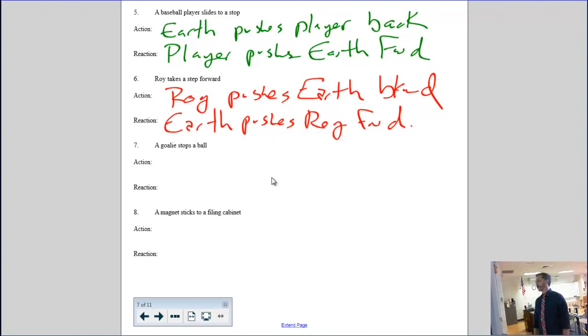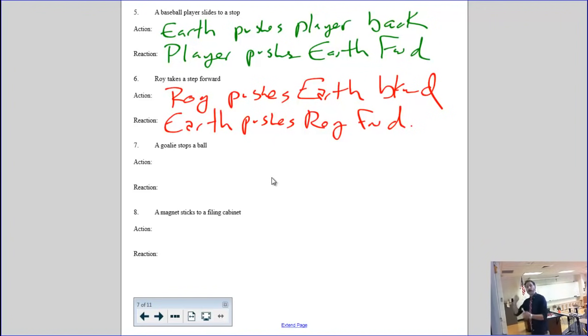All right, goalie stops a ball. I'm not going to write this one out. So the ball pushes the goalie backwards, and the goalie pushes the ball forward. Okay, magnet sticks to a filing cabinet, so the filing cabinet pulls the magnet, and the magnet pulls the filing cabinet.